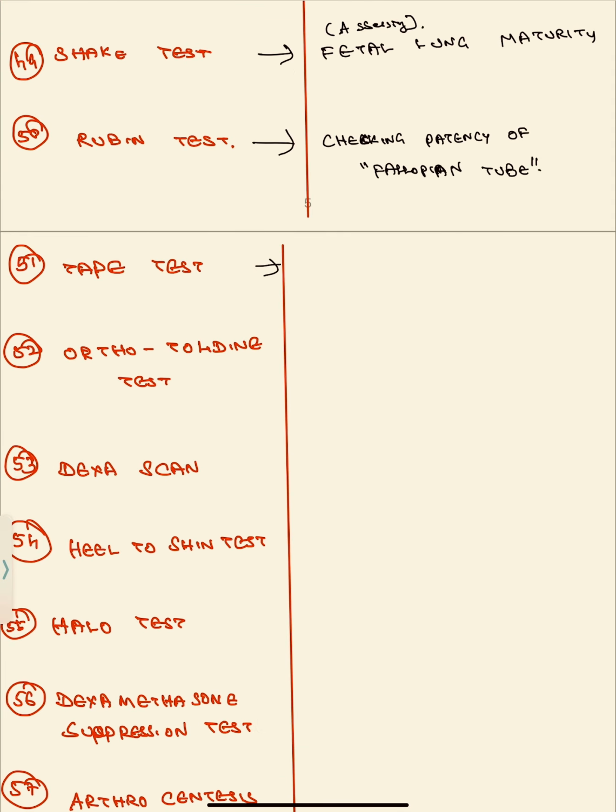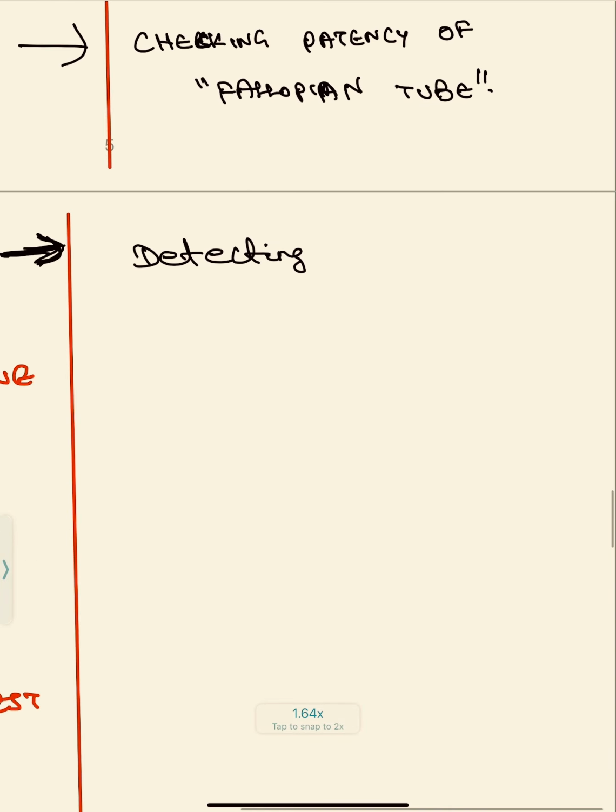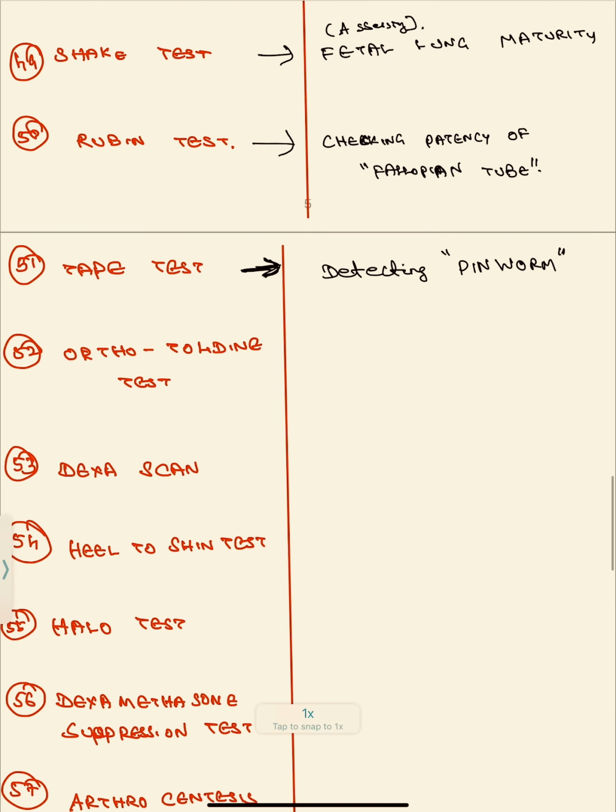Next is the tape test. Tape test detects pinworm infestation. Tape traps the worm. That's a mnemonic. Next time I will try for a better mnemonic, guys. Tape test is for detecting pinworm infestation.